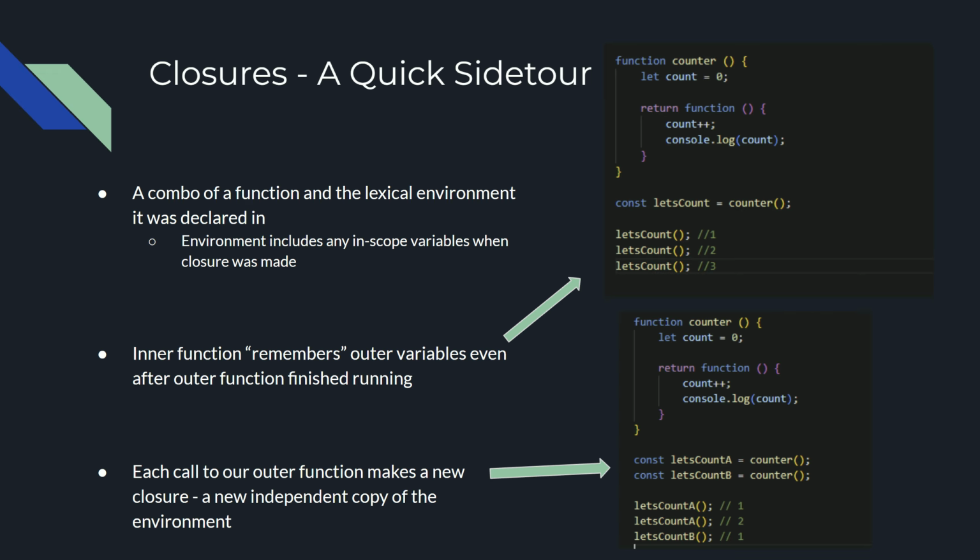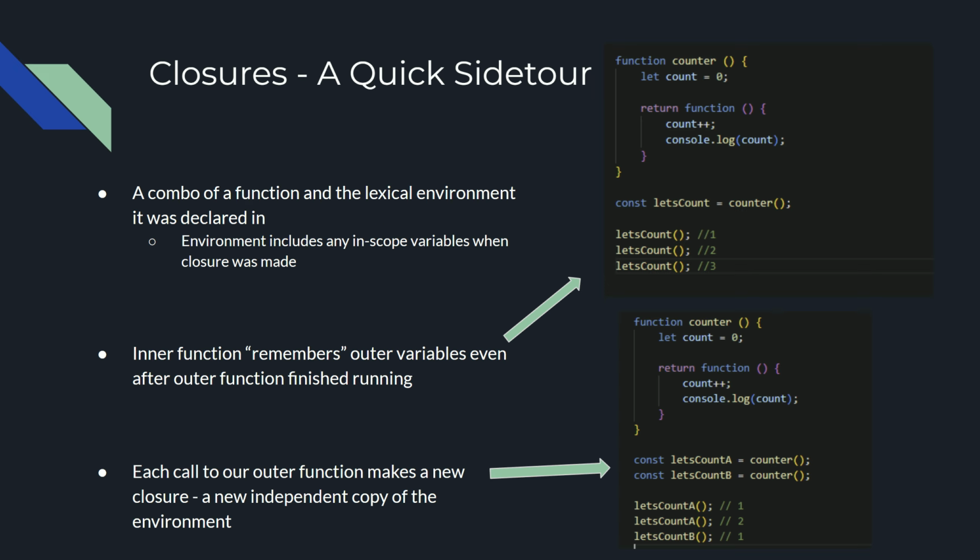So the neat thing about closures is that every call to that outer function makes a new closure. It makes a new independent copy of the environment that it's in. In the example on the bottom right, it's very similar, with the same counter function in general. But this time I have 2 different variables. I have one called letsCountA and one called letsCountB. And I do the same thing. I have both of them invoke the counter function, and it should be returning the inner function to both of those variables.